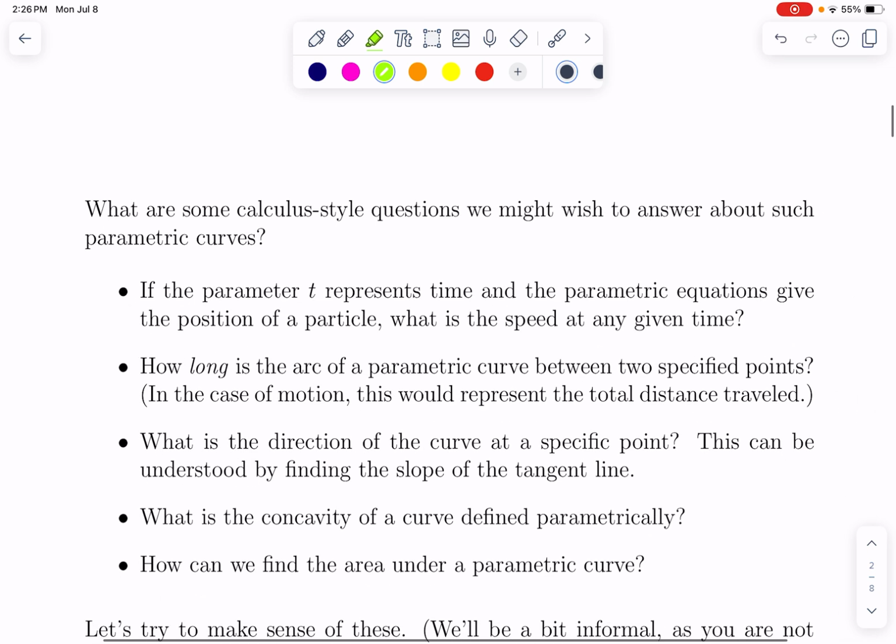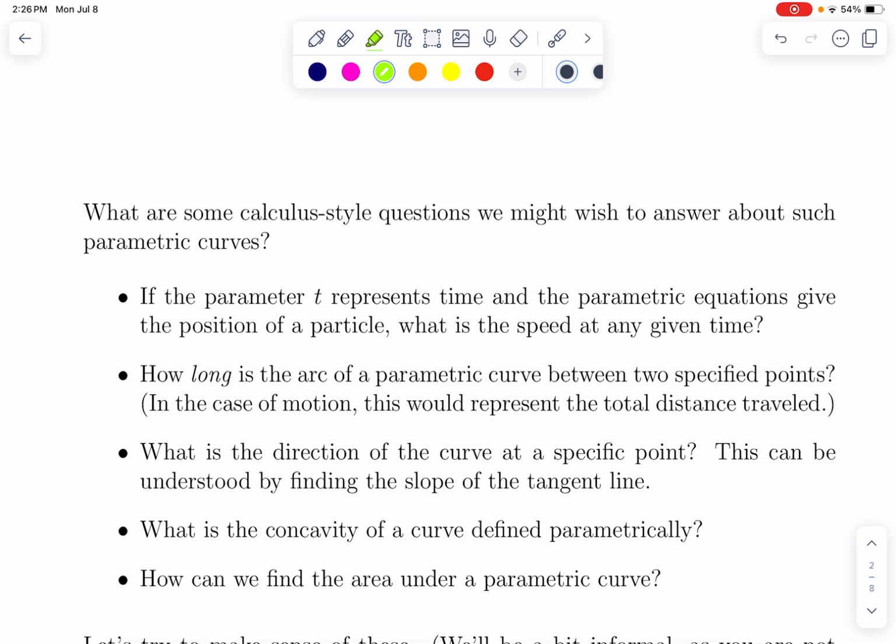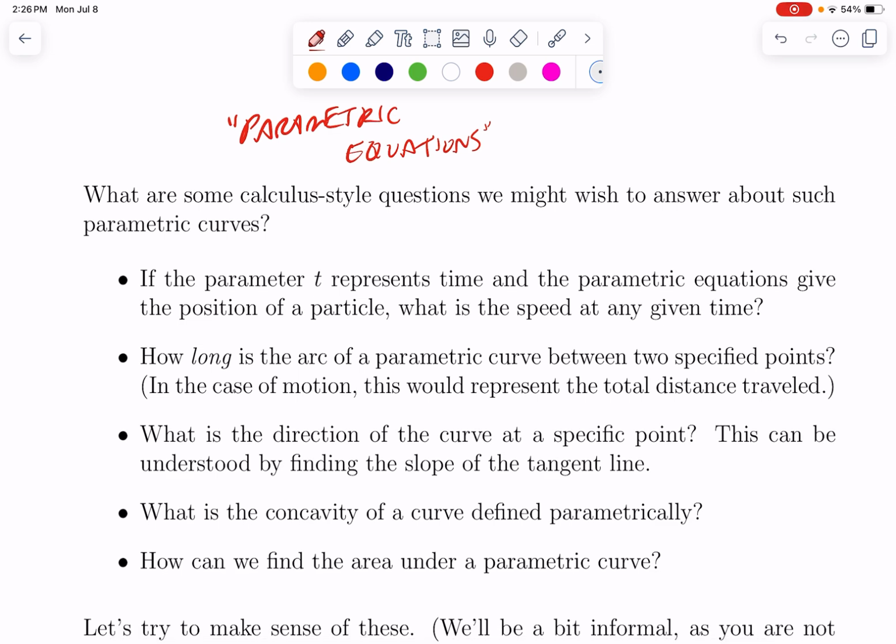So now that we have some idea of how these parametric equations work, that's the phrase we usually use here, parametric equations, there are various calculus questions we might want to ask. And so here are 5 of them that I'll be addressing in this section. The first is, if the parameter represents time, and we're thinking of these equations as giving us the position of the particle, what is the speed at any given time?